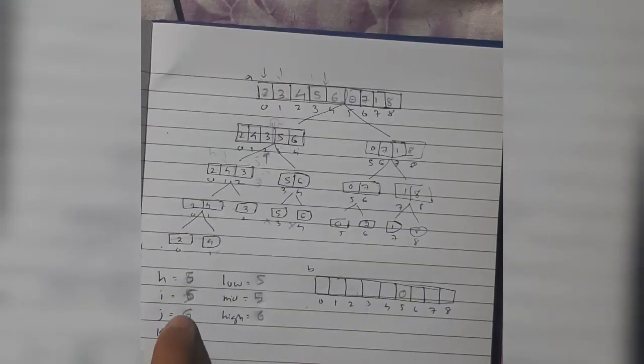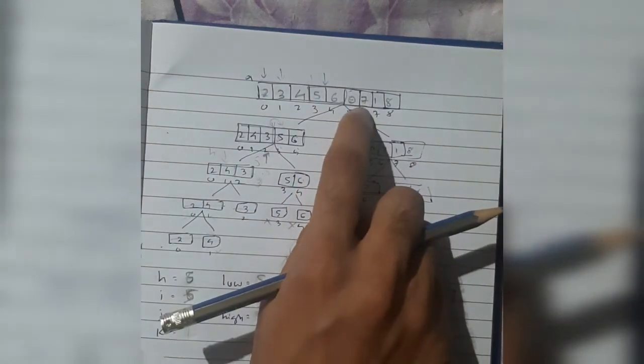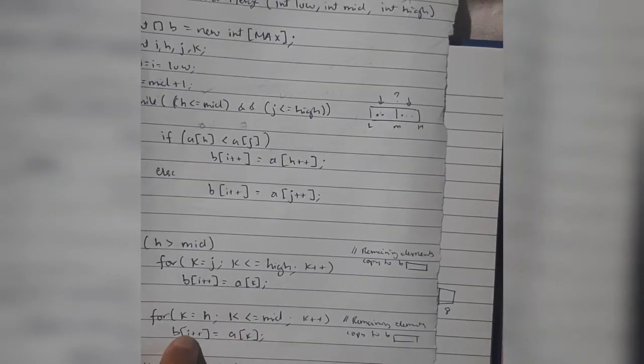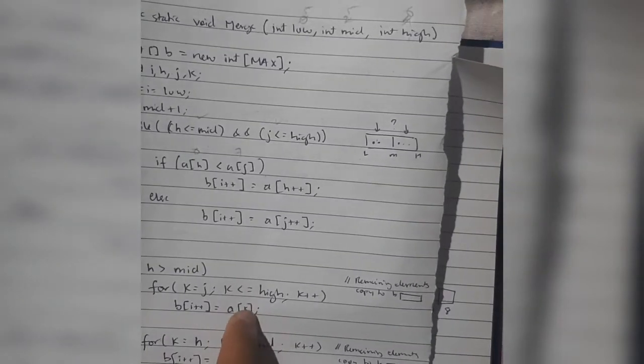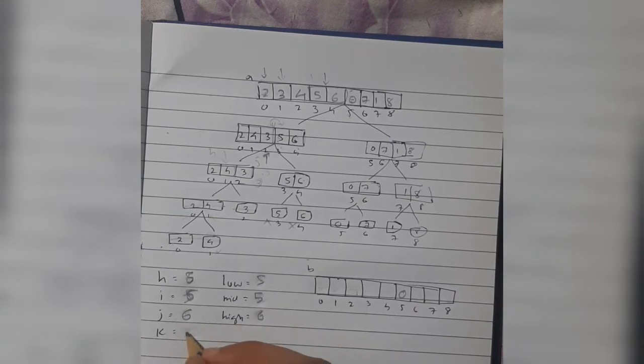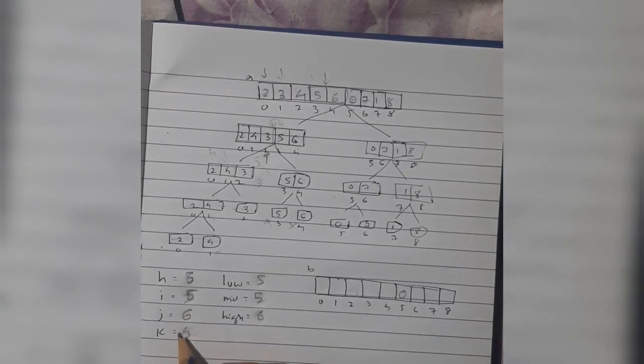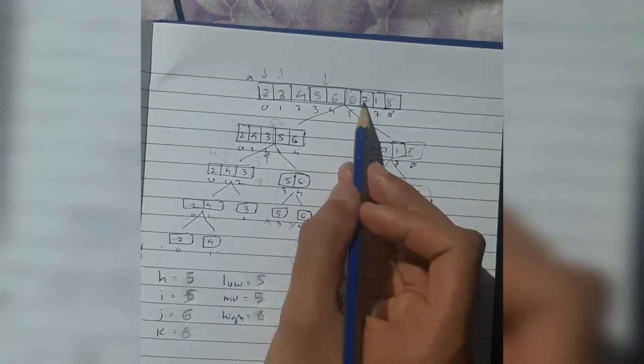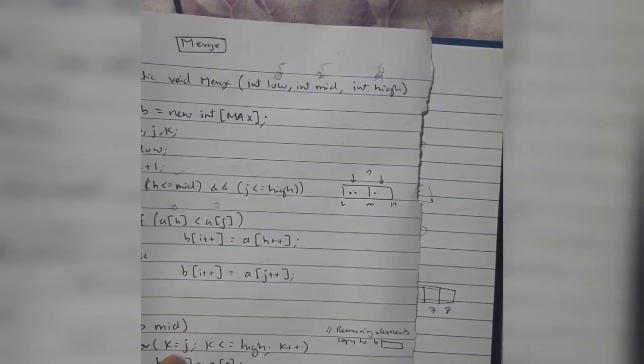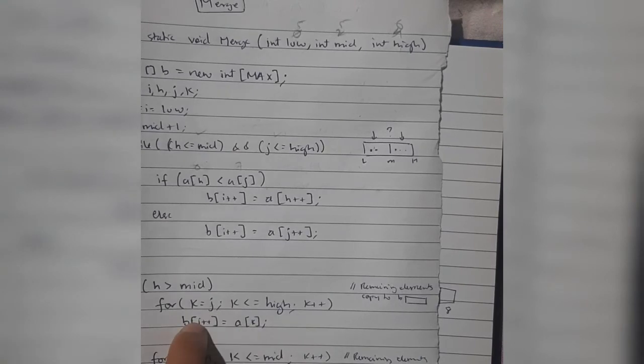J to high means 6 to 6, so only for one iteration K will run, and it will copy the value of A of K, which is A of J, to B of I plus plus. Okay, A of K will be copied to B of I plus plus. What is A of K? K was initialized as 6 here. See here, J was assigned to K, so K will be 6. Then A of 6 will be returned to B of I plus plus.